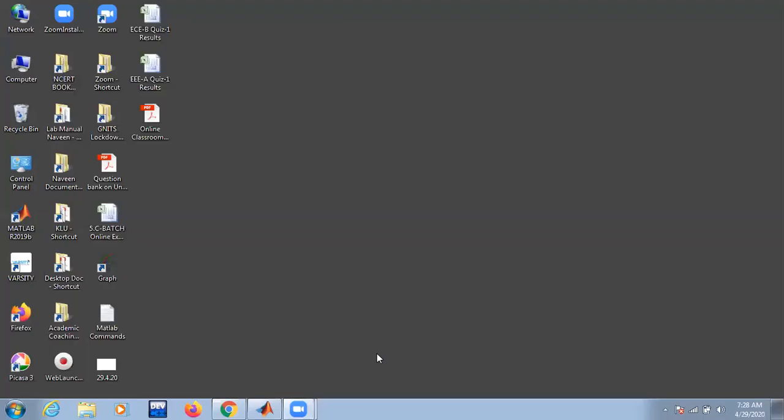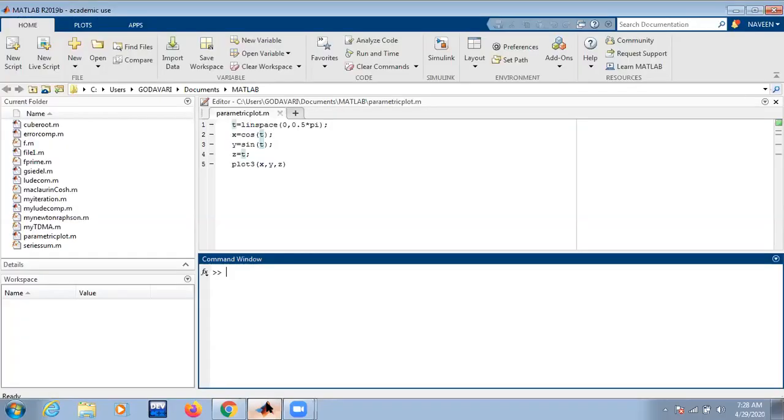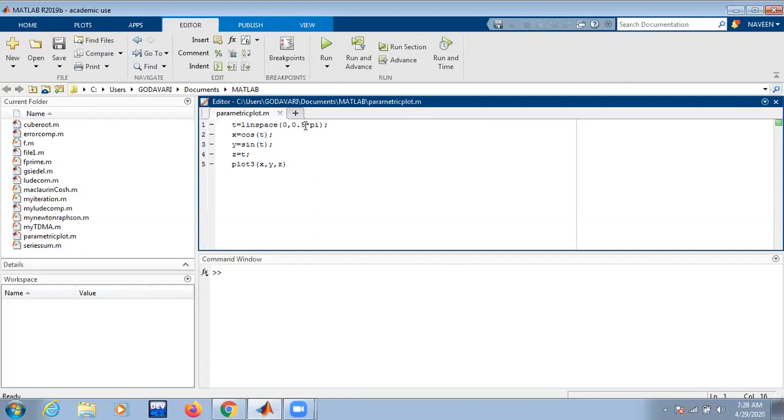Now this is the MATLAB icon. When I click this, okay. Here I have written some code. I will modify this code to visualize the three-dimensional plot. In our problem, t is varying from 0 to 2 pi, right? So are you able to see this? This pi is a predefined value. So 0 to 2 pi.